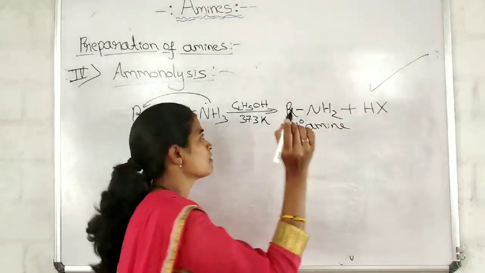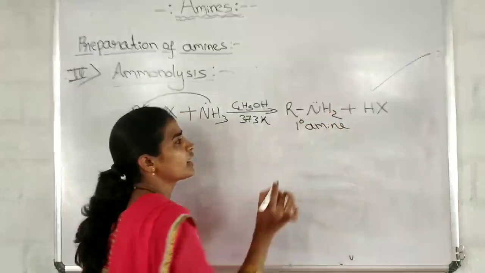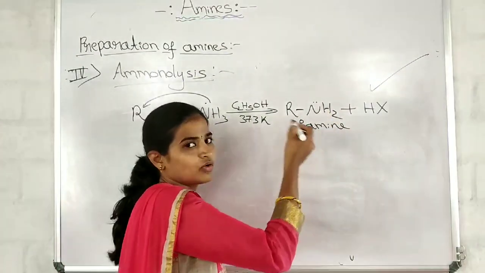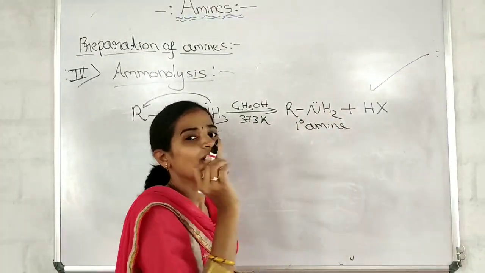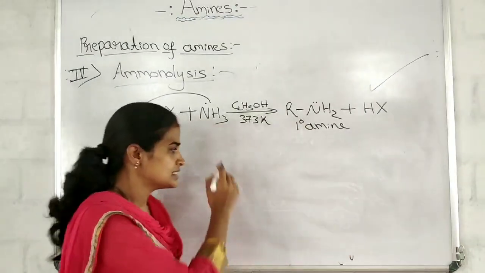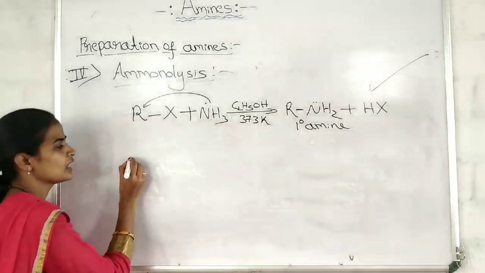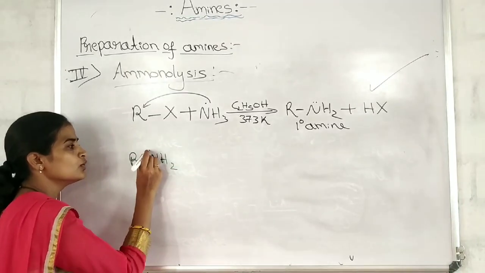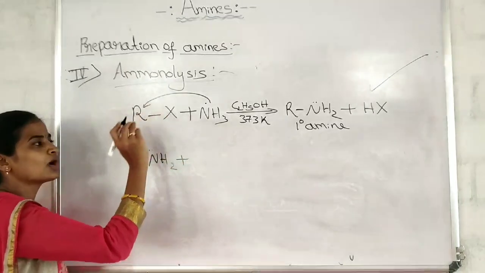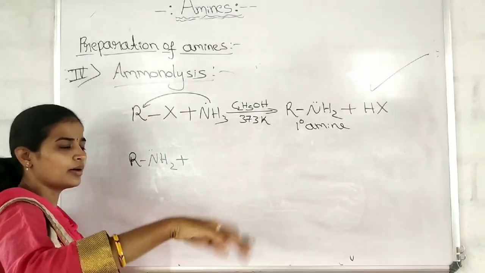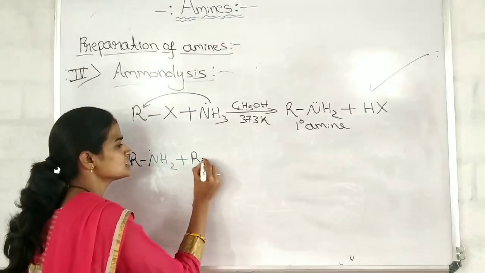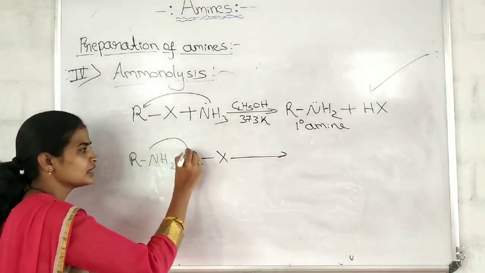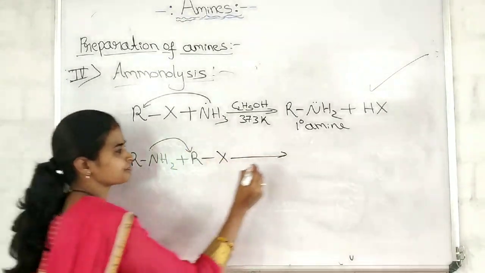Then what? Primary amine is formed. As we know, primary amine also contains a lone pair of electrons. Therefore, it can also act as a nucleophile. See how the reaction continues. The formed primary amine acts as a nucleophile for further bond breaking of the alkyl halide. Many more alkyl halide bonds will be there, and now it acts like this.